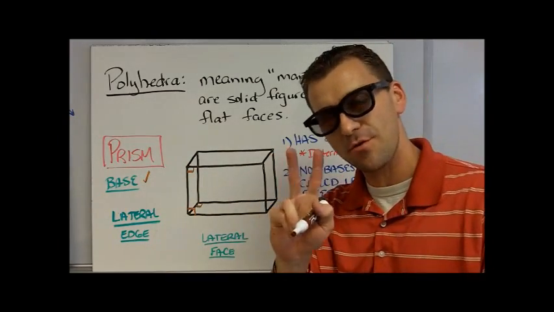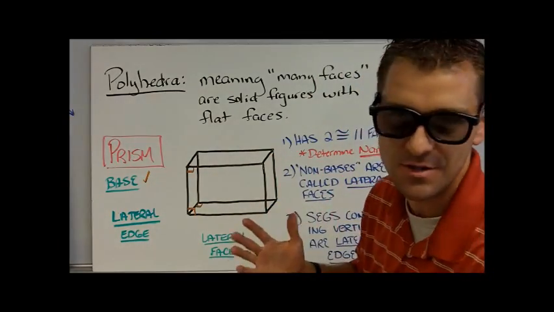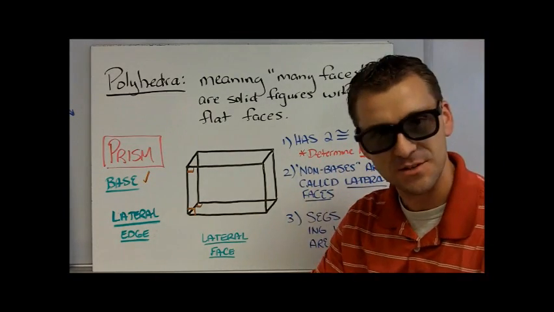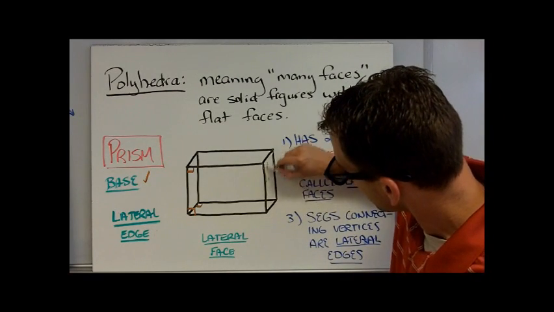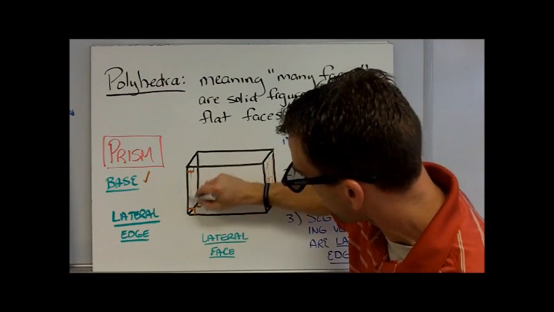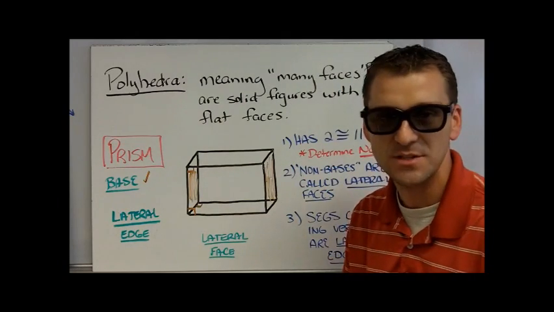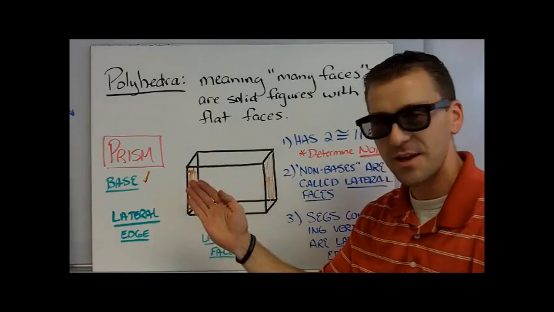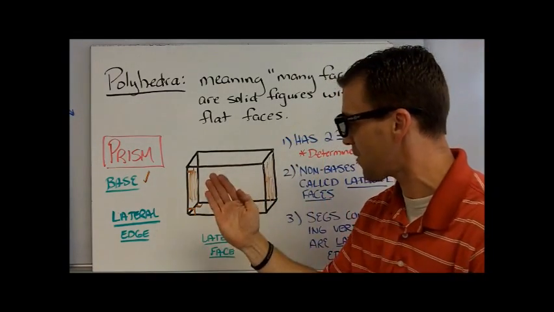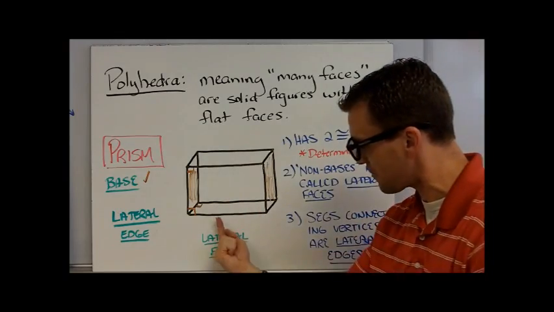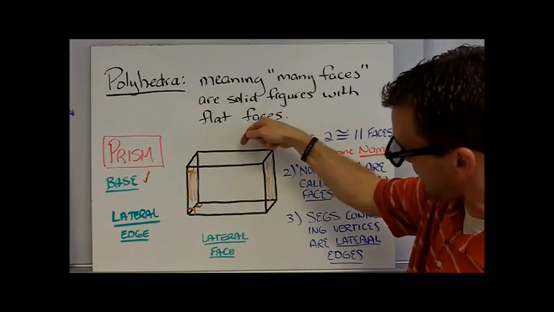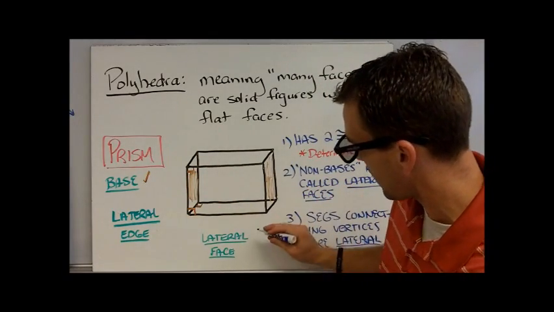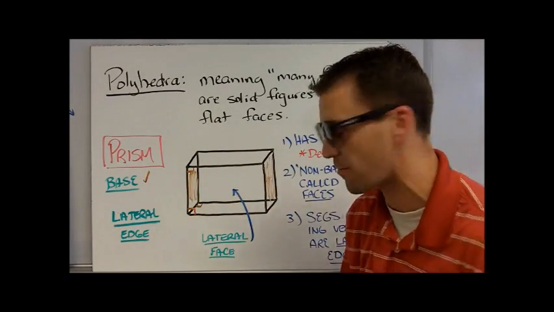There's two other things in prisms that you're going to hear and talk about. The non-bases are called lateral faces. So if this right here is one of the bases of my shape, and this one here is another base of my shape, that means the other 4 faces that go around. The front face, again, if you got your 3D glasses on, you'll see it. The front face, the top face, the bottom face, and the one in the very back. Those 4, the ones that are not the actual bases, they're called lateral faces. So there's an example of a lateral face right there.